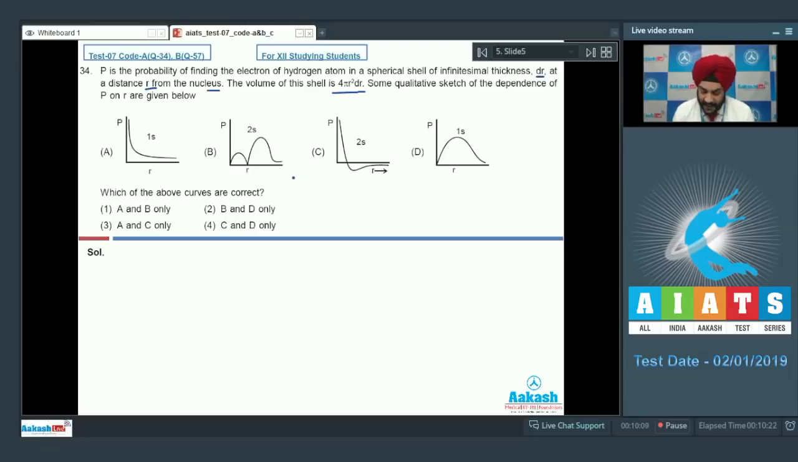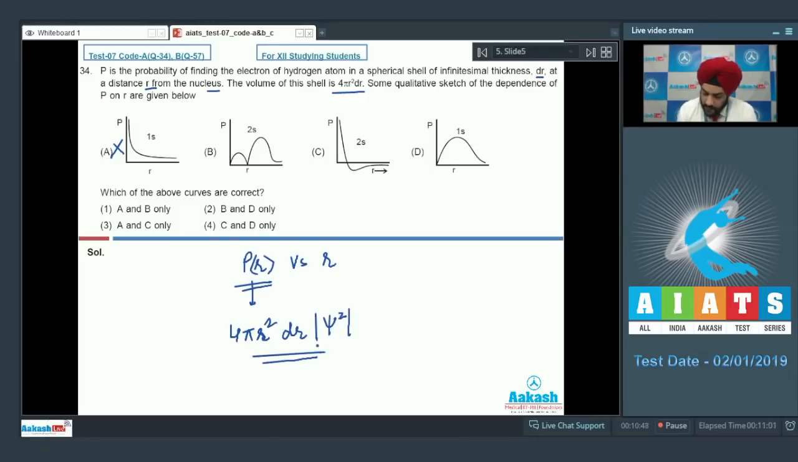Looking at the graph given in option A, students, this graph is incorrect. The examiner seems to be interested in the plot of PR versus R. So this PR can also be written as 4 pi R square dr into mod of psi square. Okay. So the first graph is incorrect because it represents the graph of psi versus R and not the PR versus R. Okay. Let us look at the second graph now, given in option B.